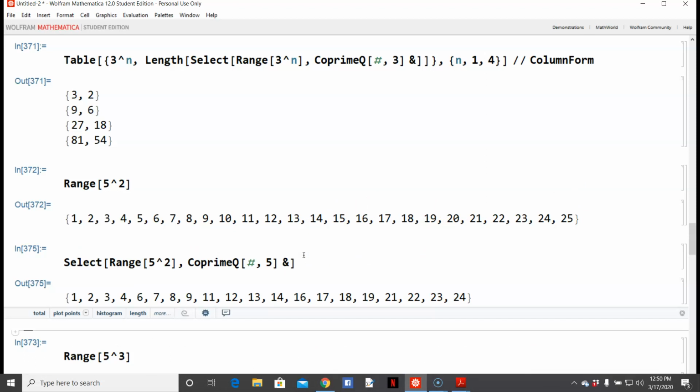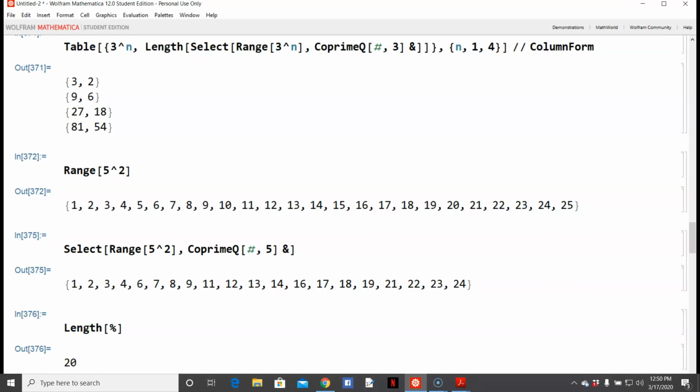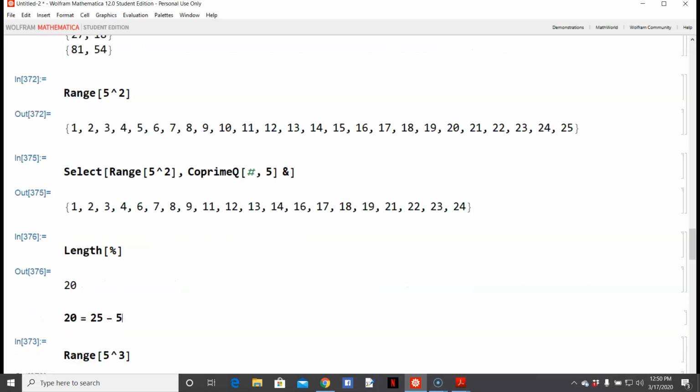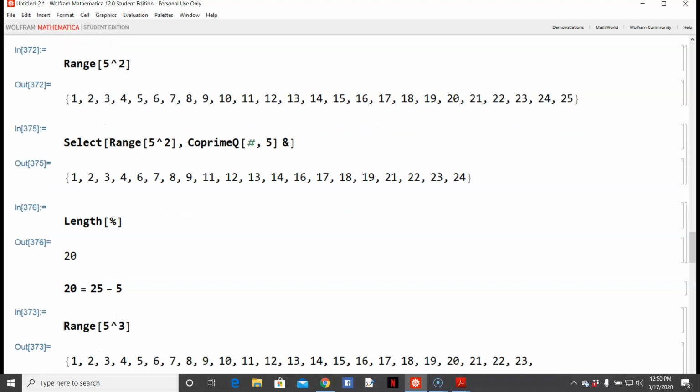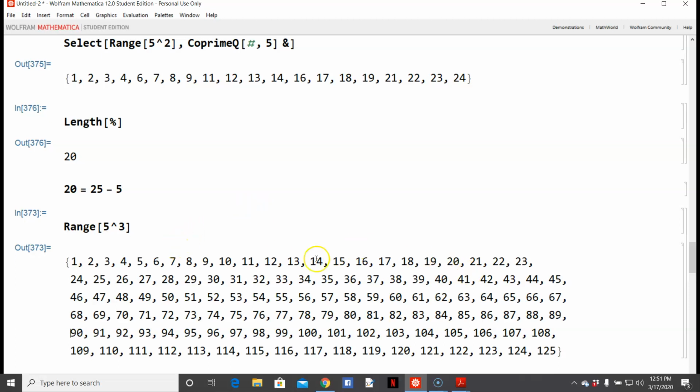All right, which leaves us with those values there, and just for fun, we see that there are 20 of them. All right, 20 happens to be 25 minus 5. Now 5 cubed. Well, now it's the numbers 1 to 125. And again, I need to remove those things that share a factor with 125. But the only prime factors of 125 are 5s. So 5 squared, and 5 cubed.